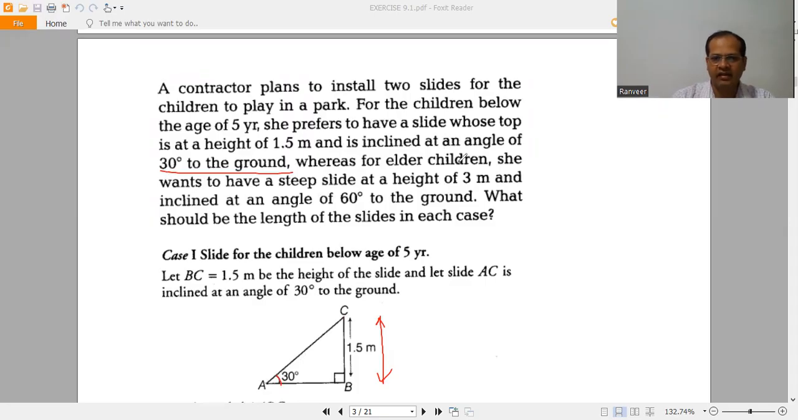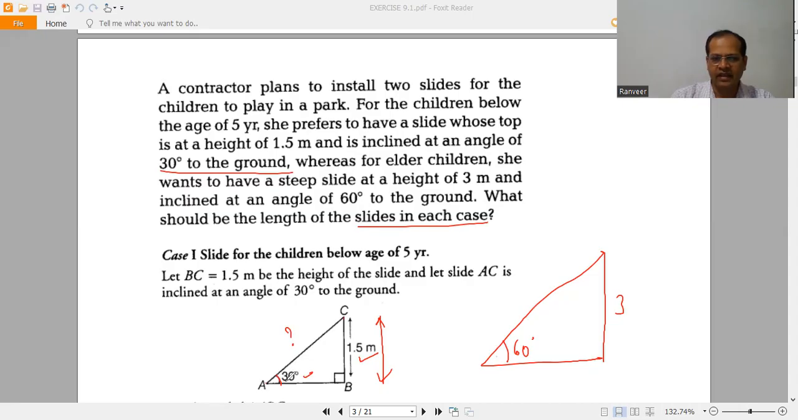So from the top to the ground, it is making an angle of 30 degree. Whereas for the elder children, she wants a steeper slide at 3 meter. This is the height, just 3 meter, and inclined at 60 degree. These are the two cases. What should be the length of the slide in each case? Now we have to find this. So use the 3 values given: 1, 2 and 1 unknown.